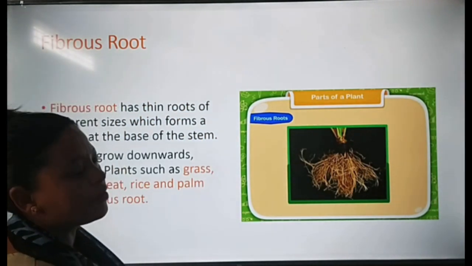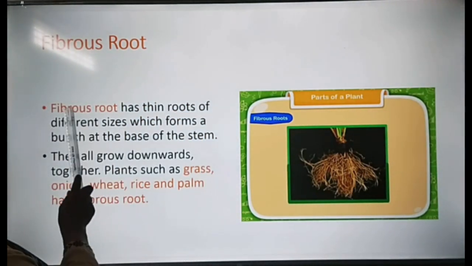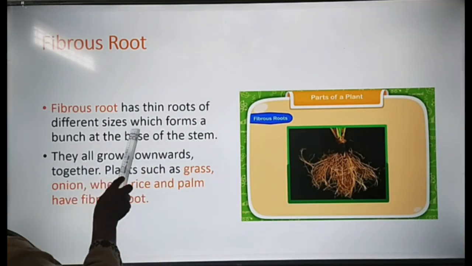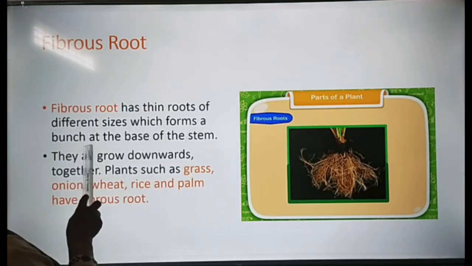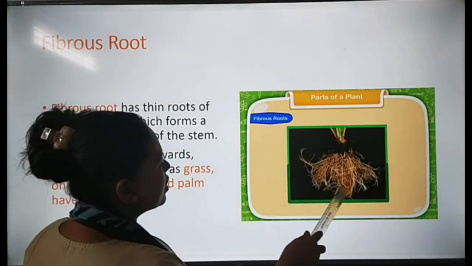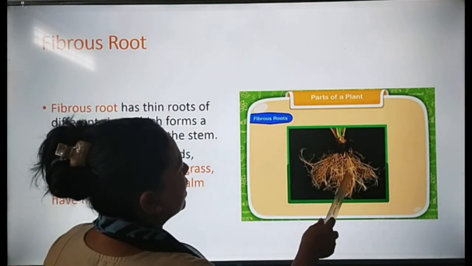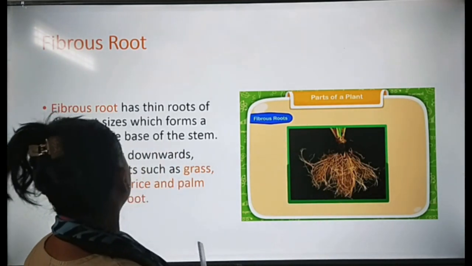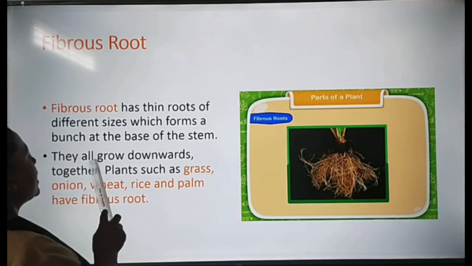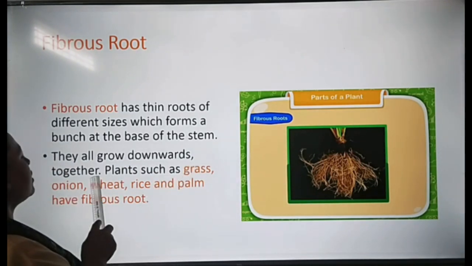Next one is fibrous root. Fibrous root has thin roots of different sizes which form a bunch at the base of the stem. So this is fibrous root. It looks like a bunch of roots, okay? And it is found at the base of the stem. They all grow downwards together.